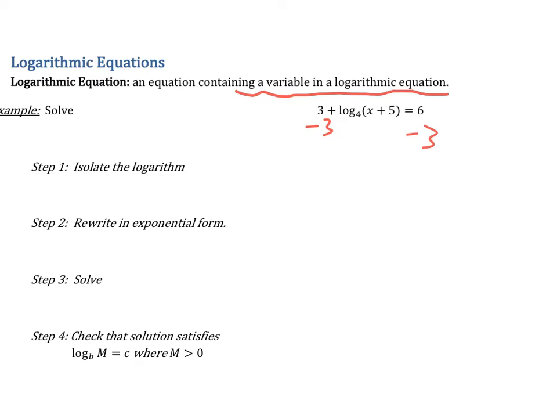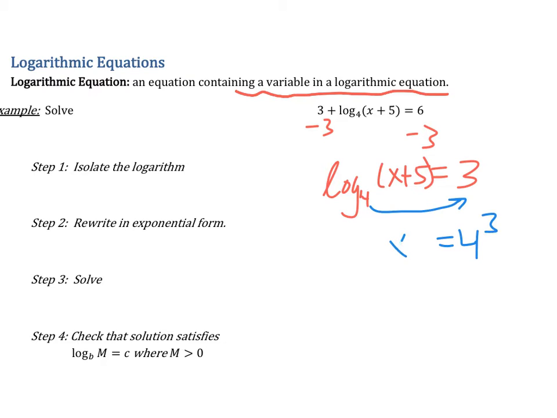That's the first step. And then we'll have log base 4 of x plus 5 equals 6 minus 3, which is 3. Now we're going to rewrite this in exponential form. So the x is inside the logarithm, so what we want to do is change it into exponential. And now we have 4 to the third equals x plus 5. And that should be looking fairly reasonable to solve there.